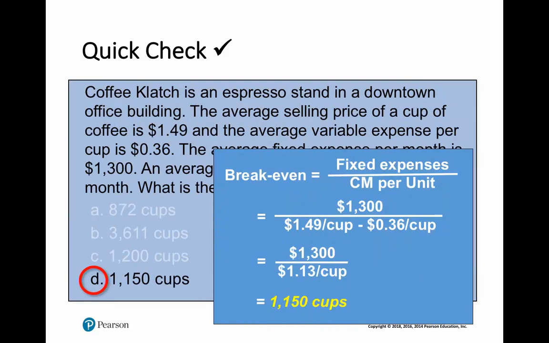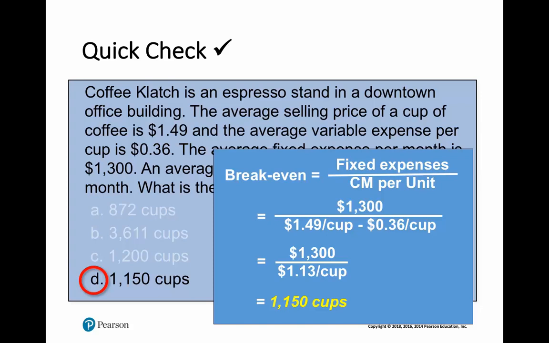So our break even in the number of units in order to break even is our fixed expenses. Again, we don't need to put that target profit in there because if it's break even, that target profit is always zero. We always just skip it. So it's our fixed expenses, 1,300, and this time we're just dividing it by our CM per unit. So $1.49 minus 36 cents gives us that $1.13 CM per unit. We're going to divide our 1,300 by that $1.13. That tells us that we have 1,150 cups in order to break even.